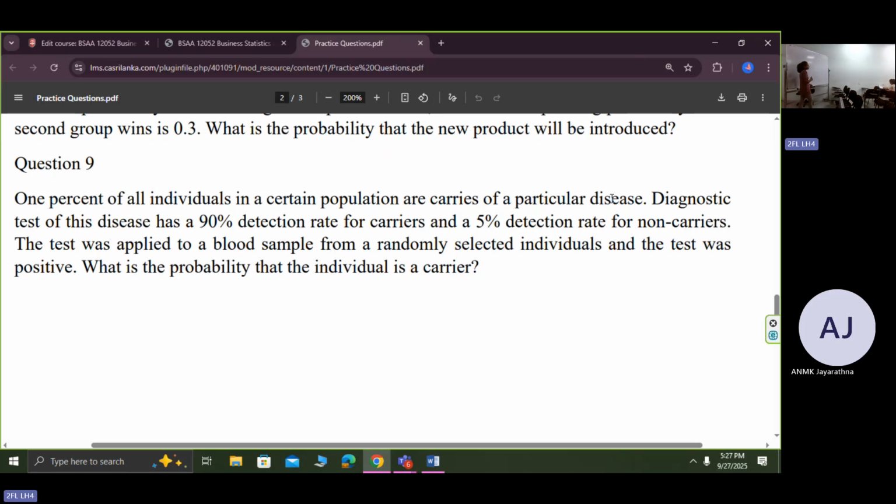Then the question asks what? They select a particular individual, then they check the blood sample, then what happens? Test was positive.